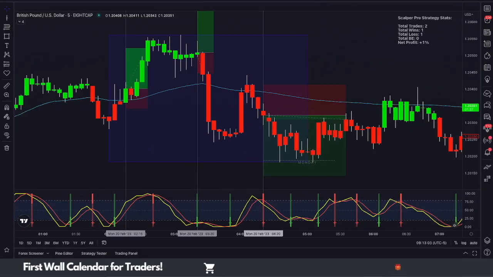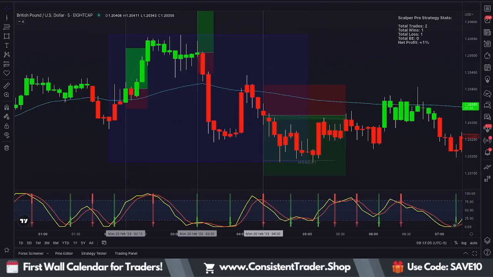The last chart we are going to be looking at today is the British pound US dollar, also on a 5-minute time frame.